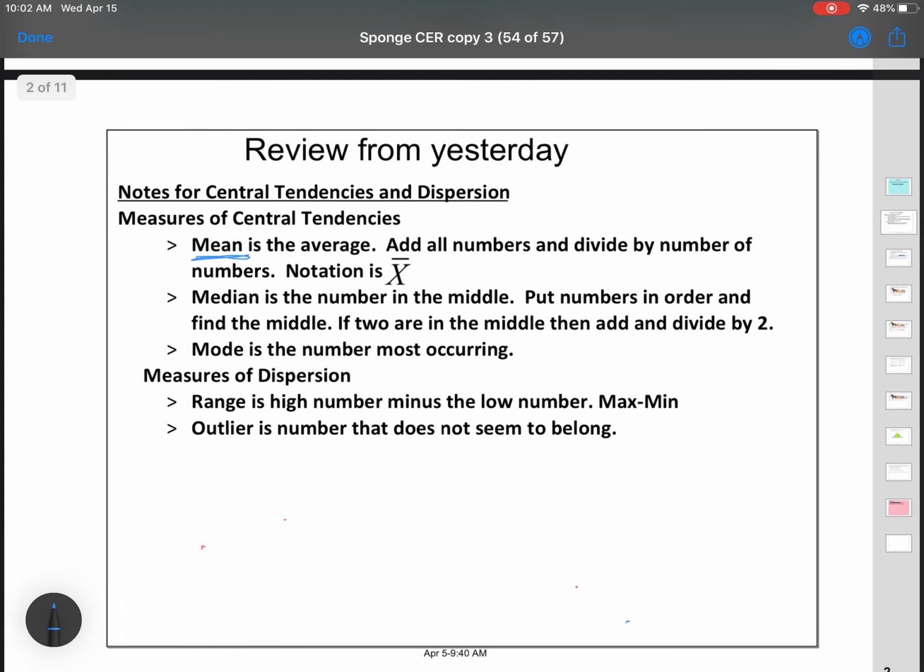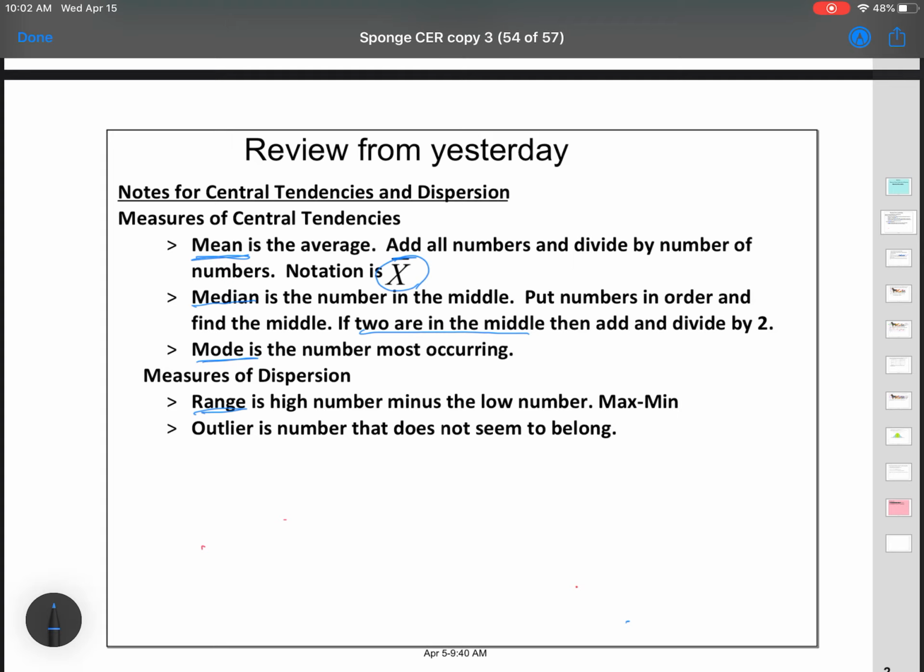The first one is the mean, where you find the average of the numbers by adding them up and dividing by however many numbers there were. The notation for that is an X with a bar on the top. The median was the number in the middle after you put your numbers from smallest to biggest. If you had two numbers in the middle, then you found the average of those numbers. The mode is the number that occurs the most often. You can have more than one mode.